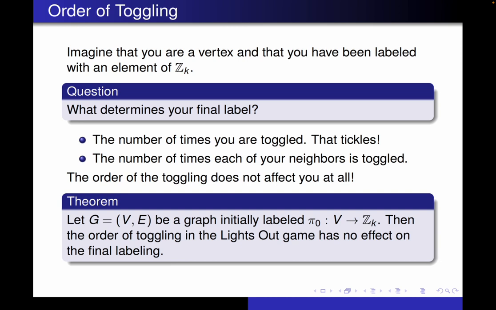So if you have a graph with some initial label, then the order of the toggling in the Lights Out game has no effect on that final labeling, which is really nice because now we can just concentrate on how many times I have to toggle each vertex, not in which order I have to do it.